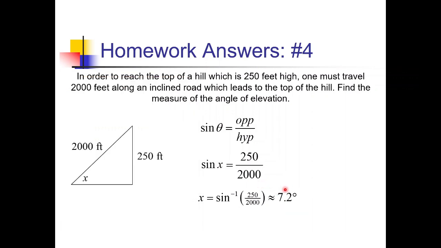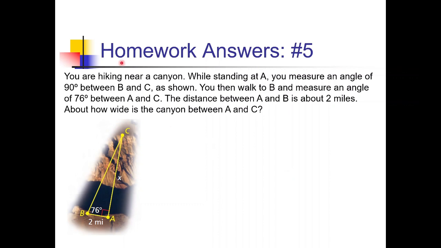So pretty shallow angle of elevation as these things go, although maybe for a road that's kind of steep. For this problem, they actually gave us a diagram. You're hiking near a canyon. While standing at A, which is right here, you measure an angle of 90 degrees between B, which is somewhere on the same side as you are, and C, which is somewhere on the other side of the canyon. You then walk to B. You couldn't walk to C, right? You walk to B, measure an angle of 76 degrees between A and C. So that's this lower left angle here.